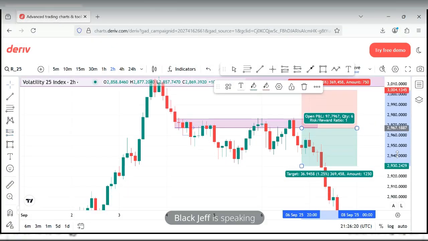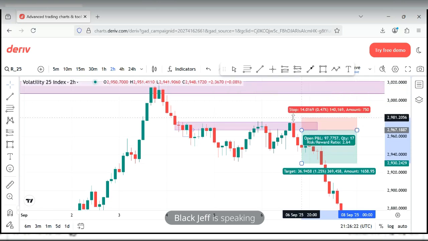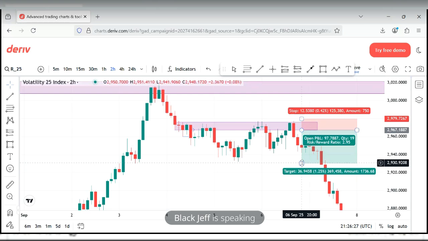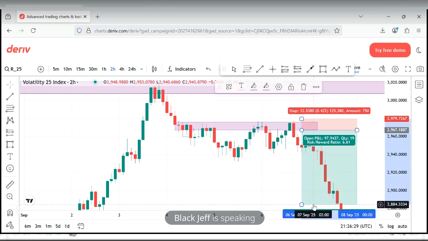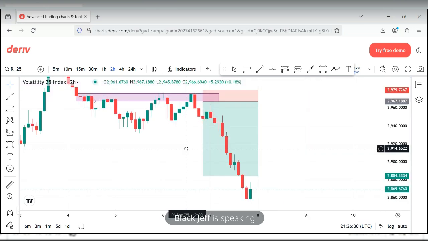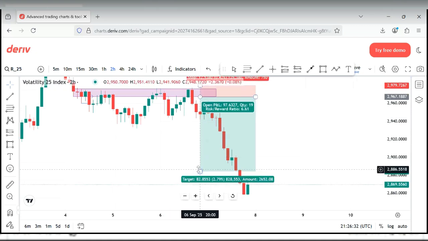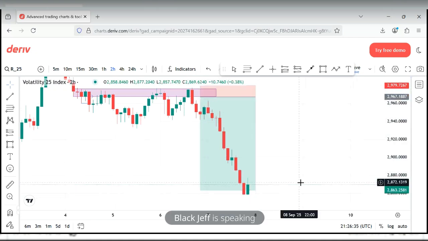Are you seeing how easy it is? Your stop loss should be below the POI. Then you keep riding down. So that was how this entry came about.